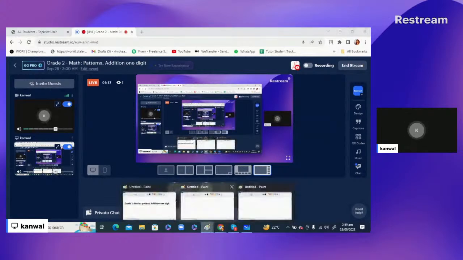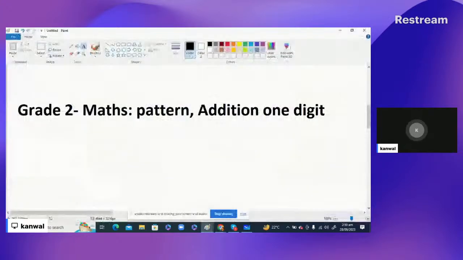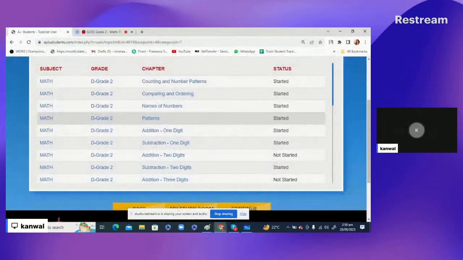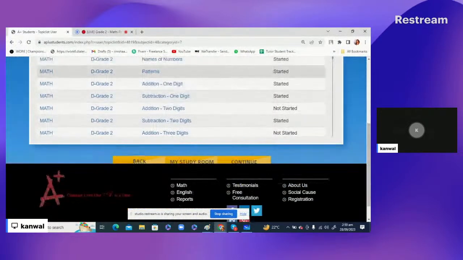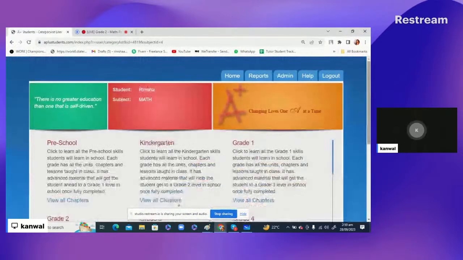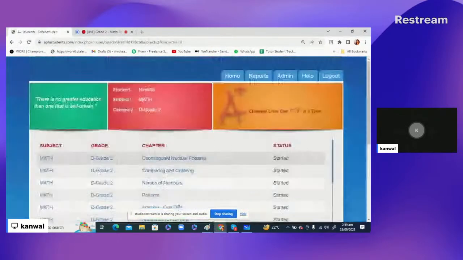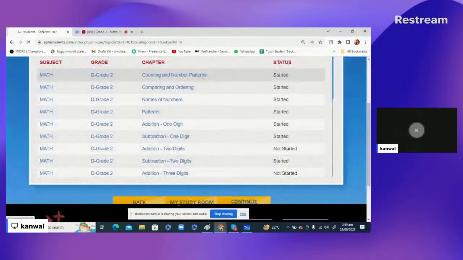All right. So, today the topic that we will discuss is maths, patterns, and addition of one digits. These are the names of the chapters and here are the names of the lessons. First open the patterns, then just give me a second. Grade 2.